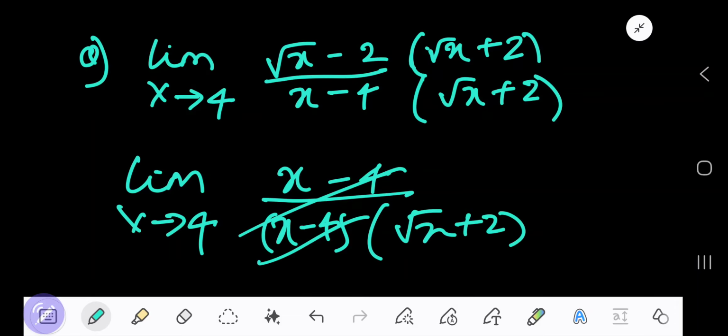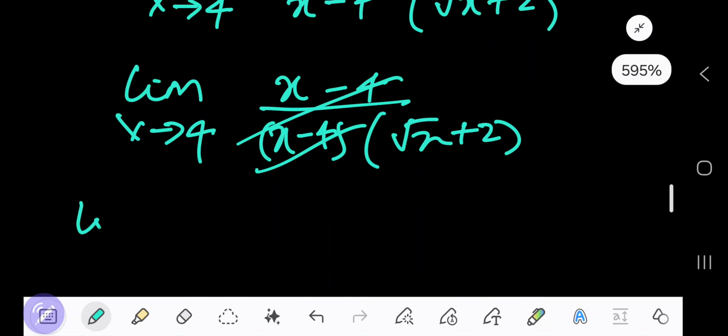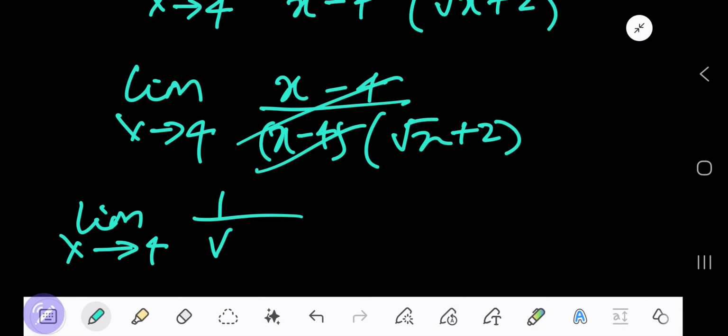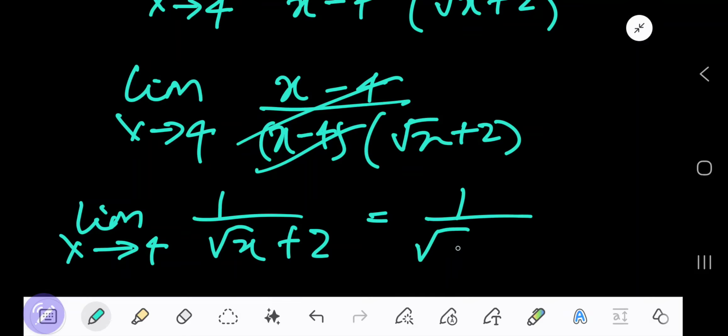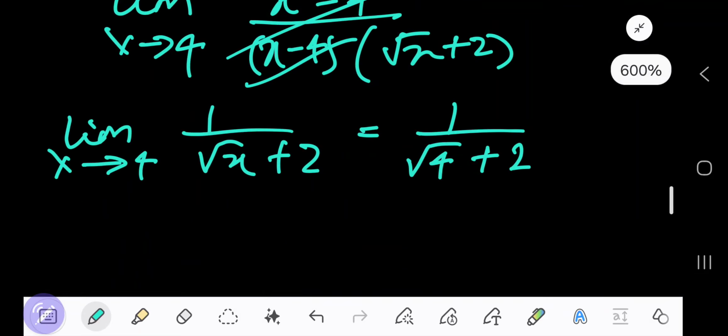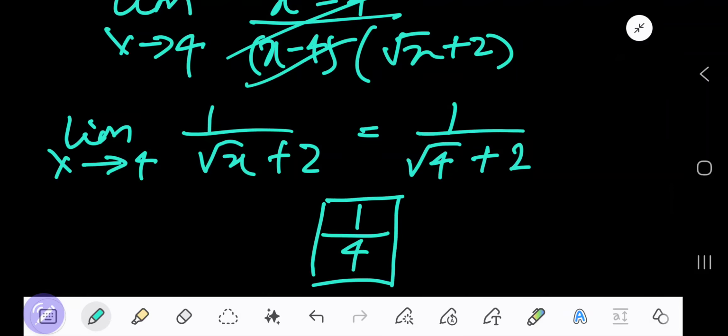We can cancel both of these x minus 4s, and all we're left with is the limit as x approaches 4 of 1 over root x plus 2. We can directly substitute now because we won't get 0 or any undefined value in the denominator. So we'll have 1 over root 4 plus 2. Root 4 is 2 and 2 plus 2 is 4, so our final answer is 1 by 4, and that's it.